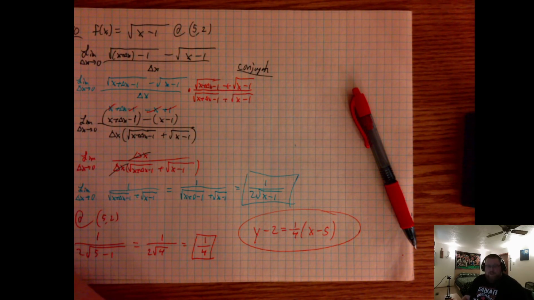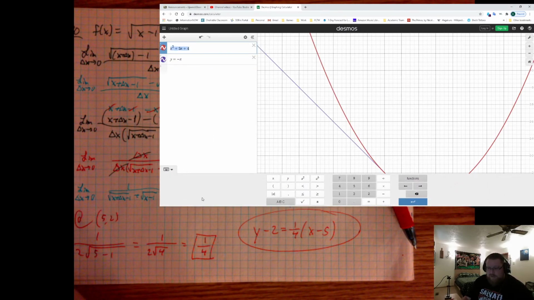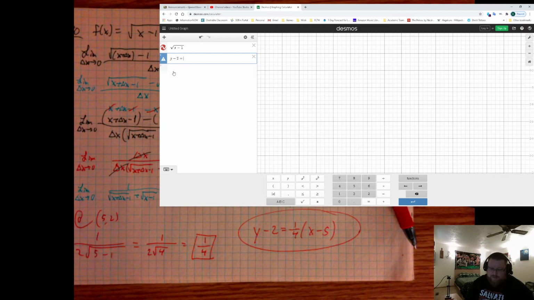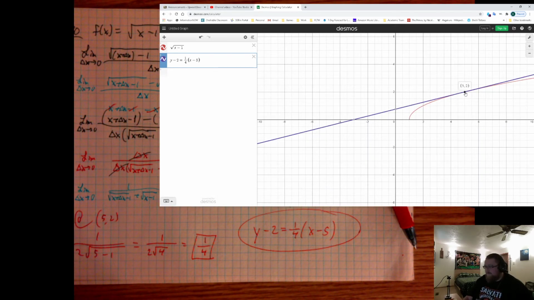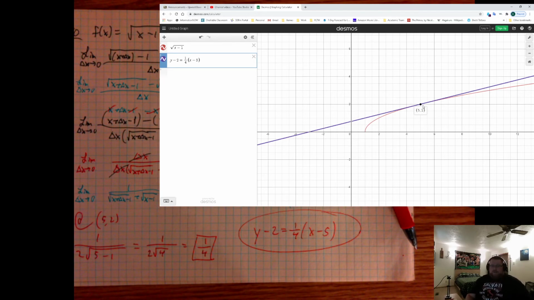Let's verify with Desmos, and we'll call it a day. Give me Desmos. All right, my original function was the square root of x minus 1. My equation is unsimplified because I'm lazy. y minus 2 equals 1/4 times (x minus 5). Look at that. Look at that beautiful purple line. Wow.